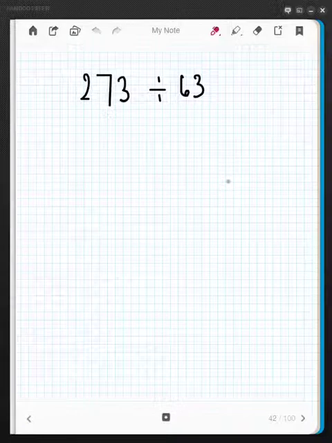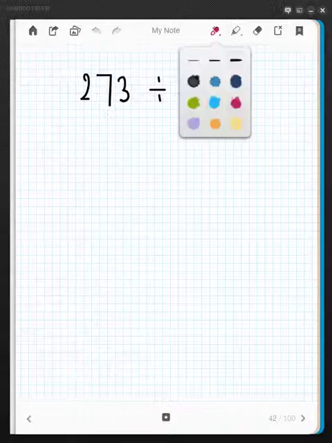All right, now this one, maybe you should try this one on your own and see how it goes. Pause the video and then come back and take a look and see if you've got it.